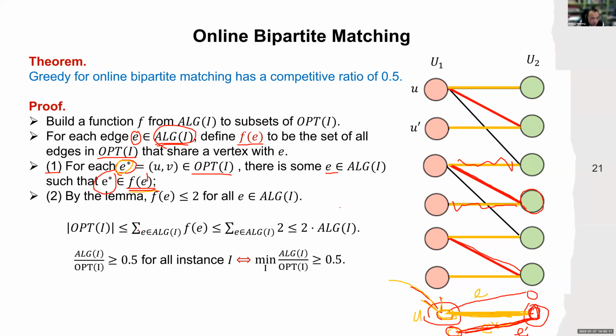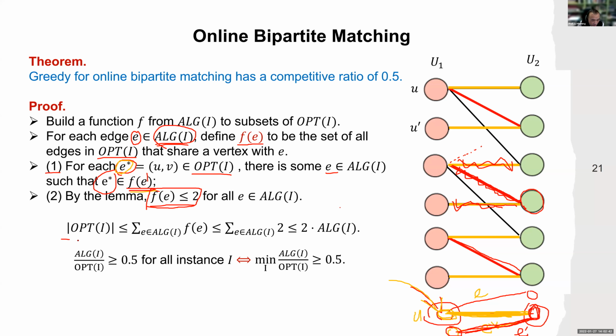Okay, and then by the lemma, which is in the earlier page, right? Fe is less than or equal to 2, right? Because optimal has a matching, right? So if you fix one red edge, then there are only 2 yellow edges which share some common vertex as the red edge. Okay, you cannot have 3. You cannot have another yellow one here, because then it's not matching, right? Okay, so Fe is at most 2.